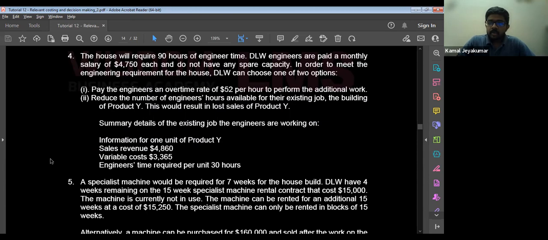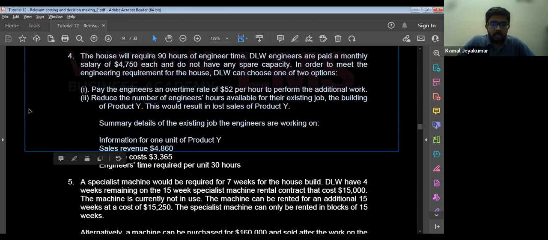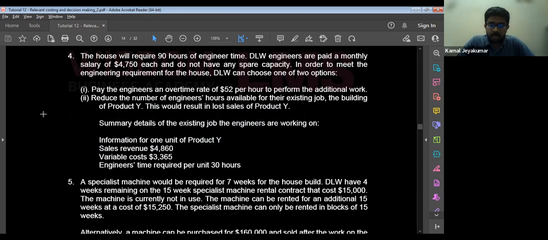Now, what happens when you transfer people from one work to another is you lose contribution on the work that they were transferred from. In this case, if you transfer engineers from product Y to this new housing project, the contribution you earn from product Y in the given 90 hours will be lost. So when you have 2 options, whether to pay them overtime or whether to lose contribution on product Y, you will choose which one, the one that costs more or the one that costs less?